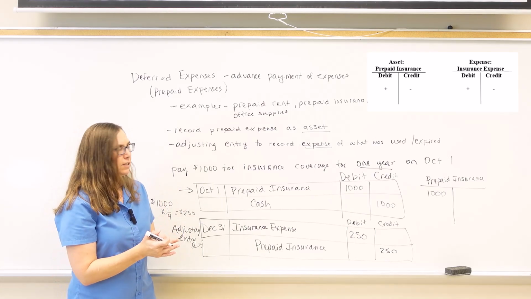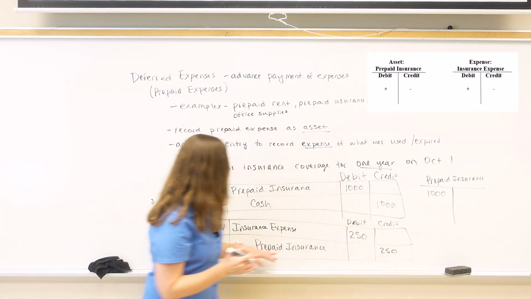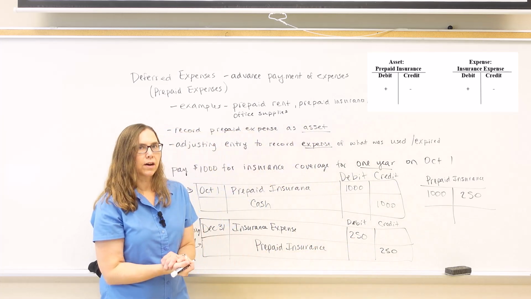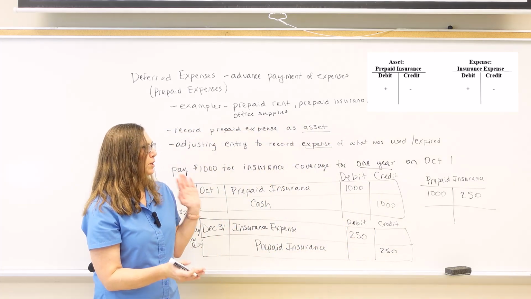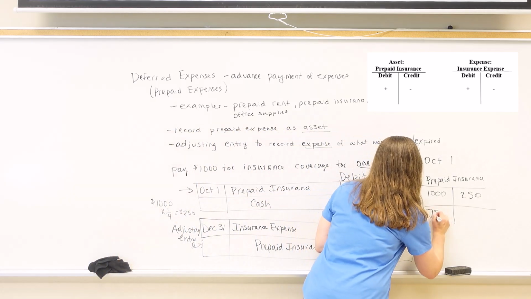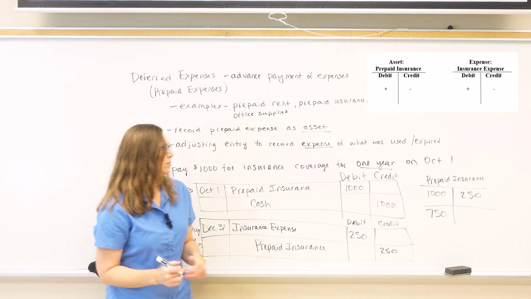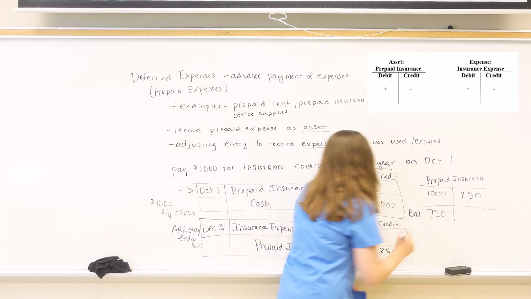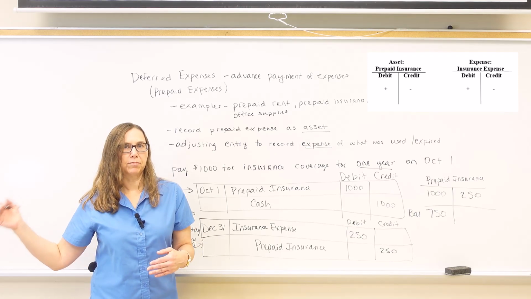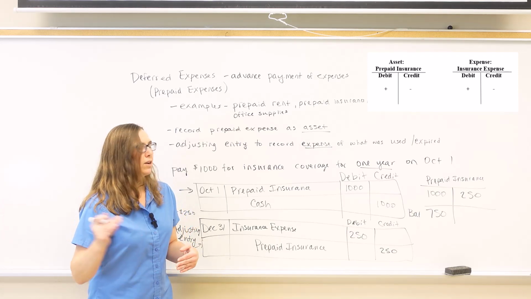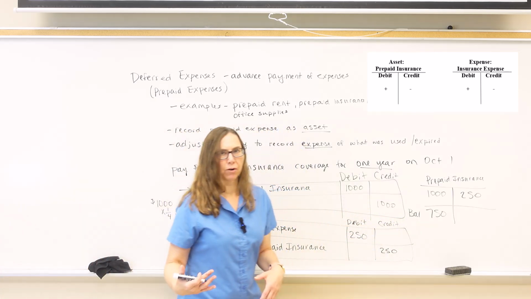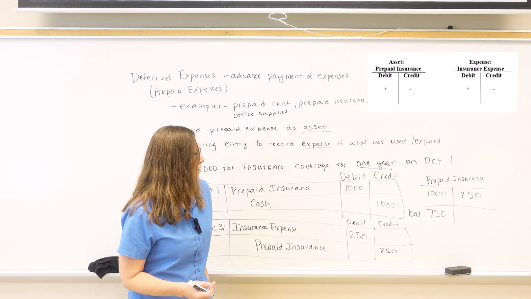Okay, so I'm going to put that in the T account. So we've got the $250 that was deducted from prepaid insurance. So that went on the credit side. And now if you take the difference between the $1,000 debit and the $250 credit, that leaves you $750 as a debit balance in prepaid insurance. So that $750 represents the fact that they still have January through September of the following year. They still have 9 months of insurance coverage that's still prepaid. So that would sit there until they made more entries as that insurance expired.